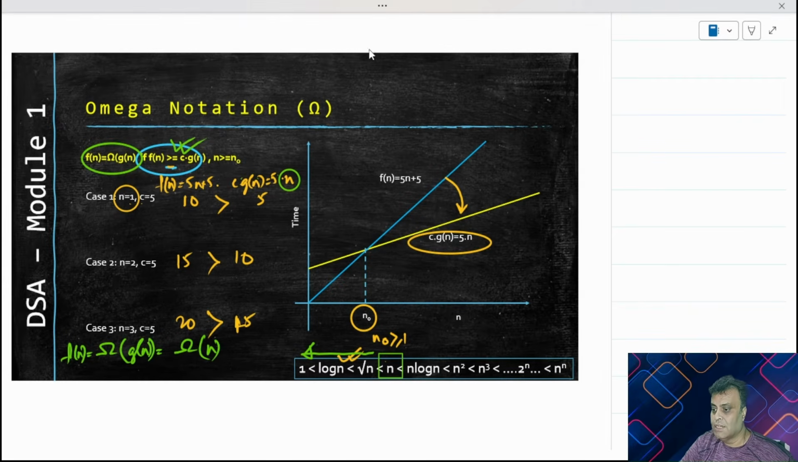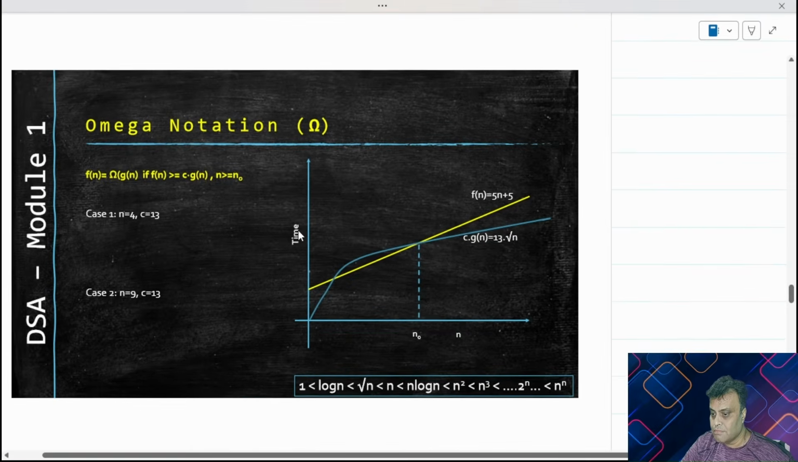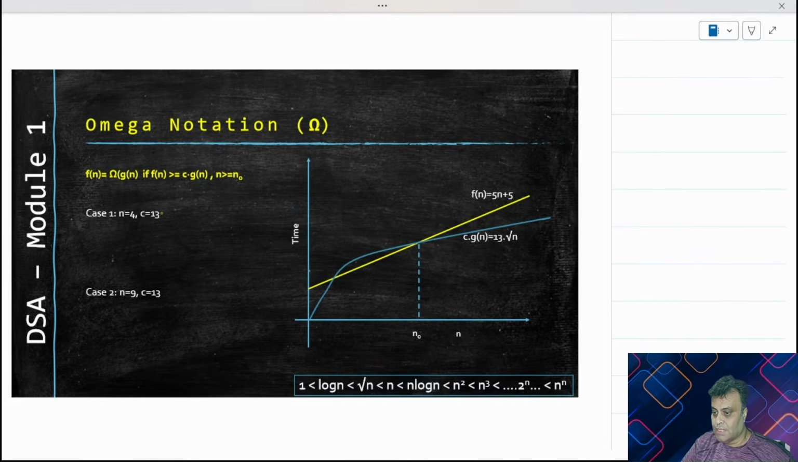Can we check that? Let us check that. So we will take another function Fn, the same polynomial 5n plus 5, and we will try to see if there exists a Gn which is to the left of this n, because in the last example we proved n is the lower bound. So we will try to see if we can get something like root over n, log n, 1, etc. on the left side of the omega. So we will see that our Cgn is actually equal to 13 root over n.